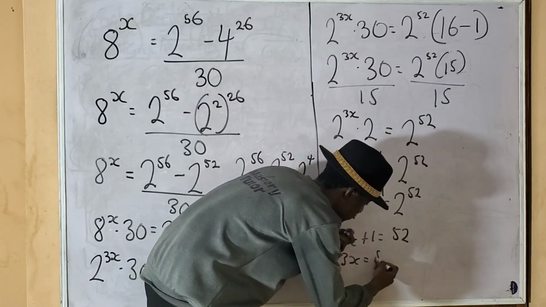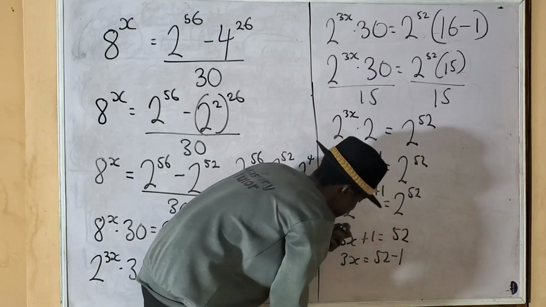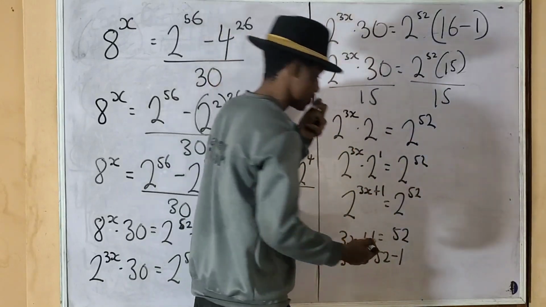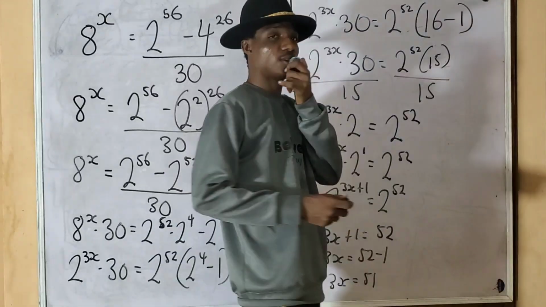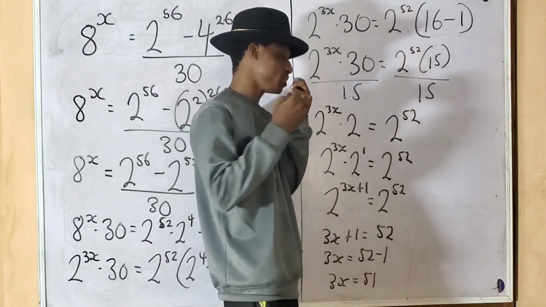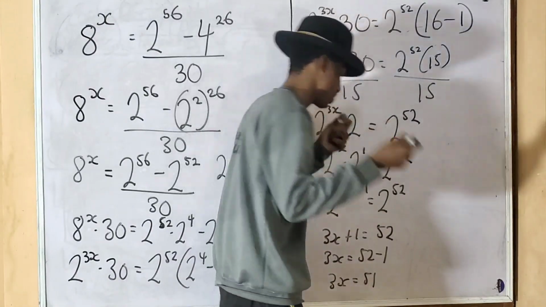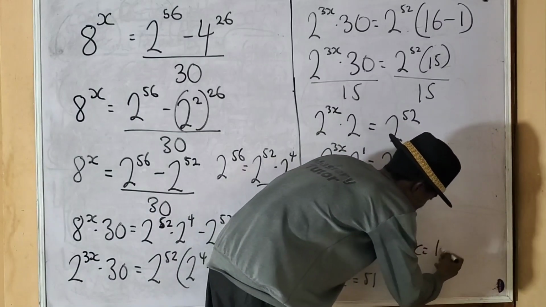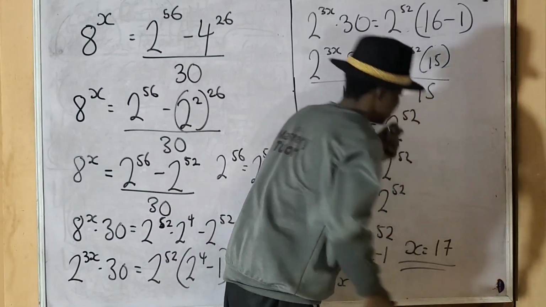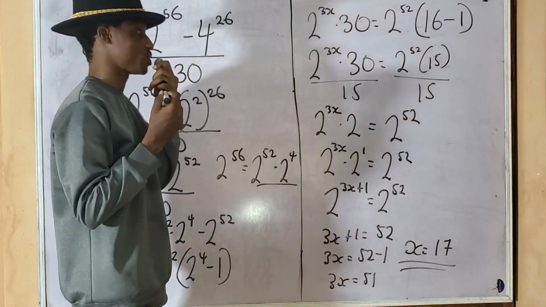3x plus 1 is equals to 52, right? 3x is equals to 52 minus 1. 52 minus 1 is 51. So 3x is equals to 51. To get the value of x, you divide both sides by 3, right? So 51 divided by 3 gives me x is equals to 17. Do you understand? So that is the solution to the question.